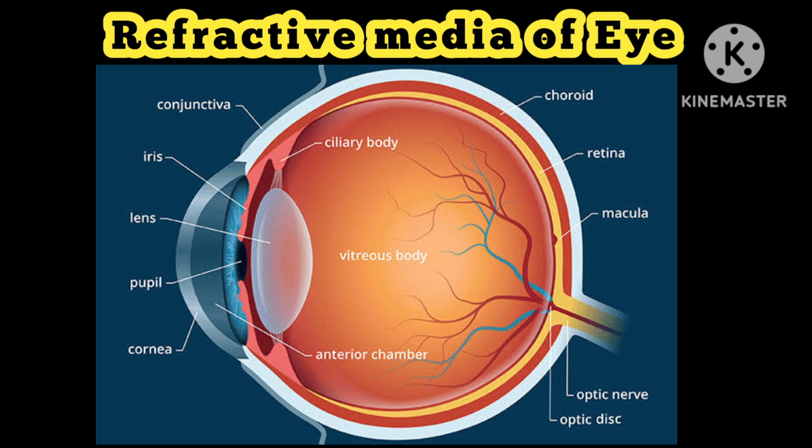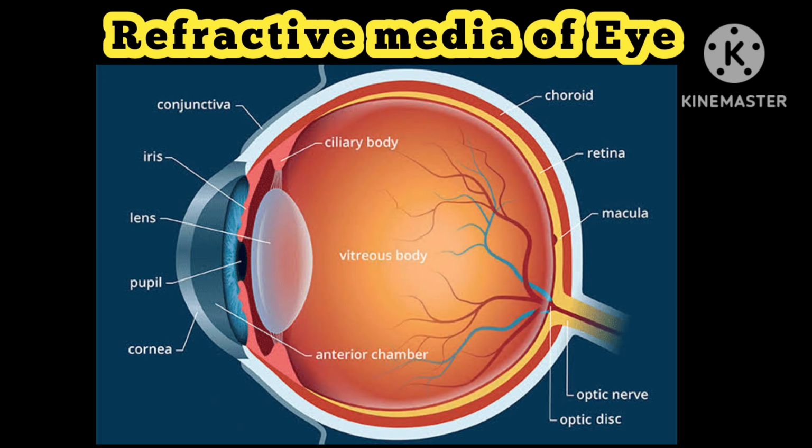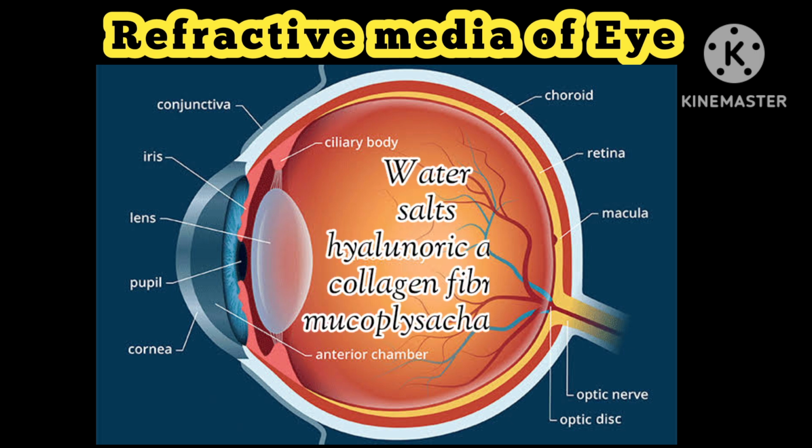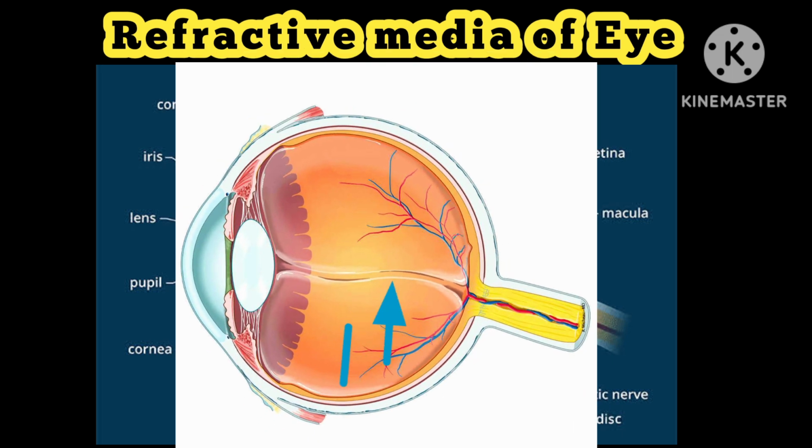Now we'll see about the vitreous body. It is a transparent gelatinous mass which fills up the posterior 4/5 of the eyeball. It is composed of 99% water with some salts and contains a meshwork of collagenous fibers, mucopolysaccharides and hyaluronic acid. A narrow hyaloid canal extends forwards through the body from the optic disc to the center of the posterior surface of the lens.